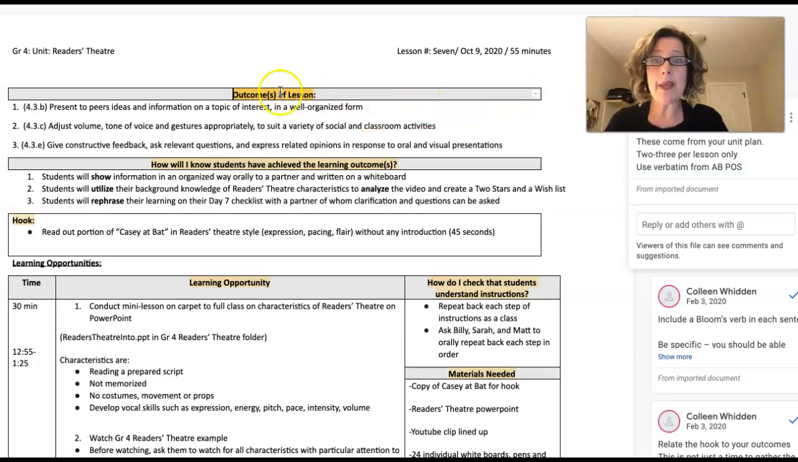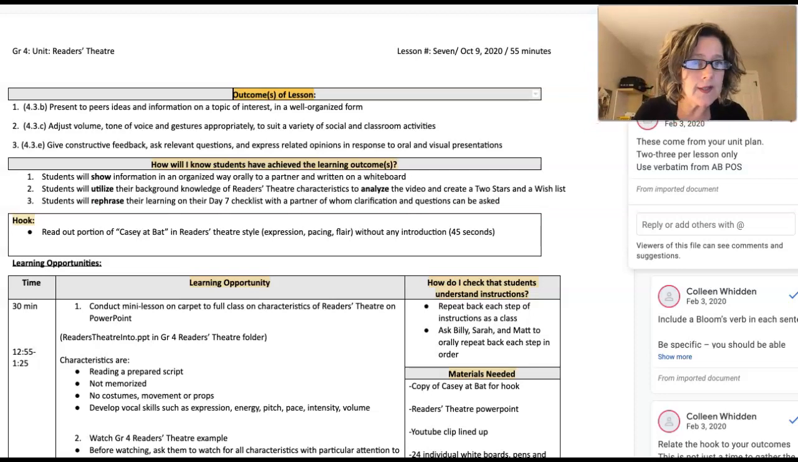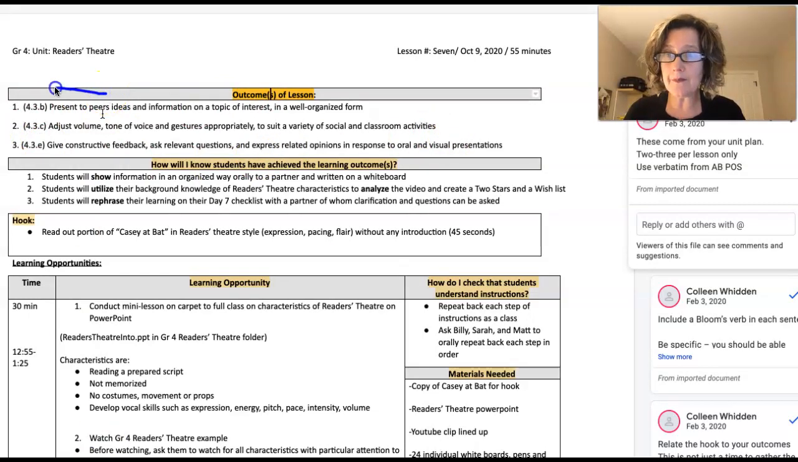Okay, so basically here we go. We're going to just go through the parts of the lesson plan. I'm going to try to move myself out a little bit here so that you can see what's going on. So basically the outcomes of the lesson, these are from here.